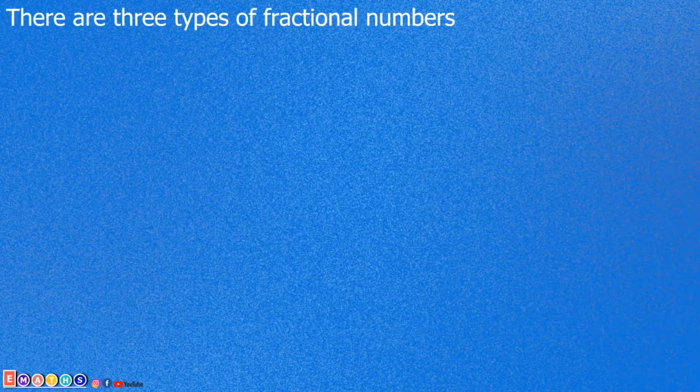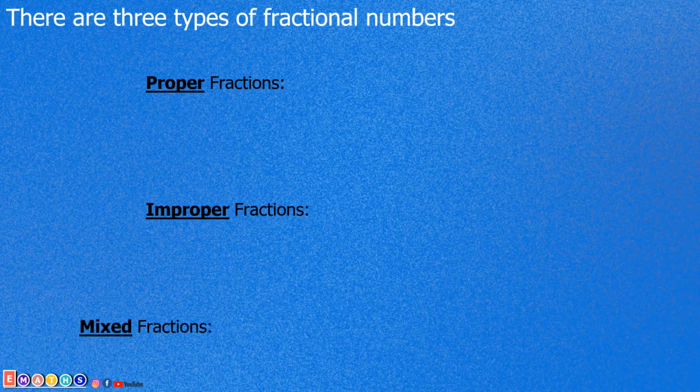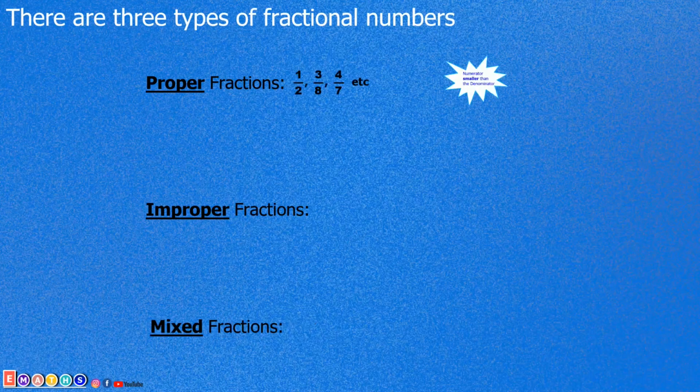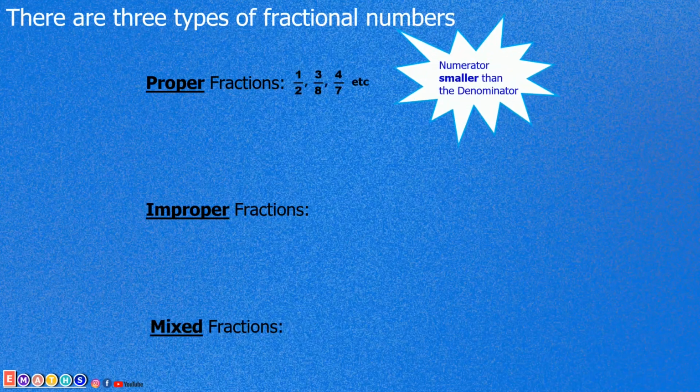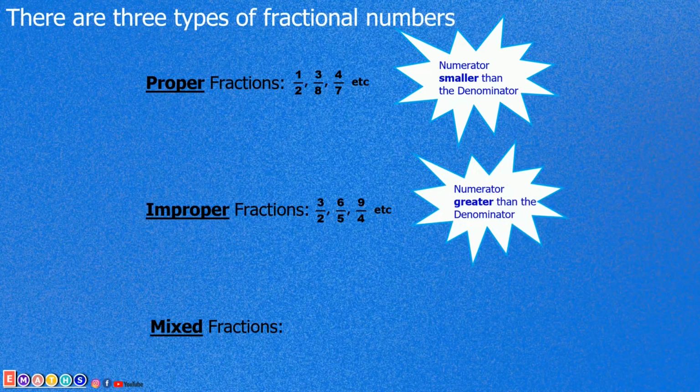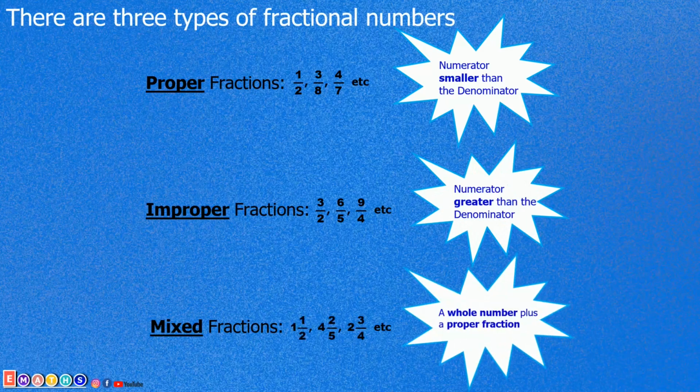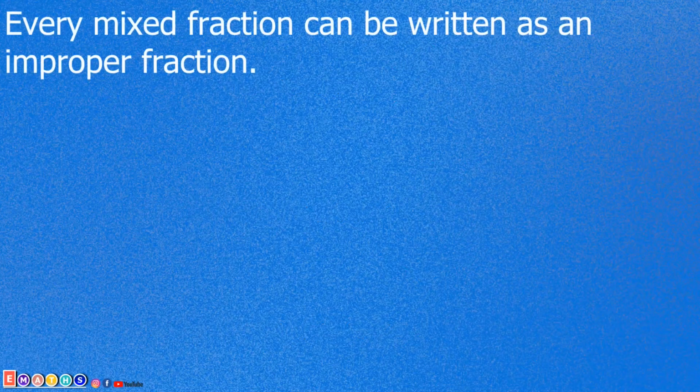There are three types of fractional numbers: proper fractions, improper fractions, and mixed fractions. Proper fractions, the numerator is always smaller than the denominator. Improper fraction, always the numerator is greater than the denominator. Mixed fraction consists of a whole number plus a proper fraction. Every mixed fraction can be written as improper fraction.